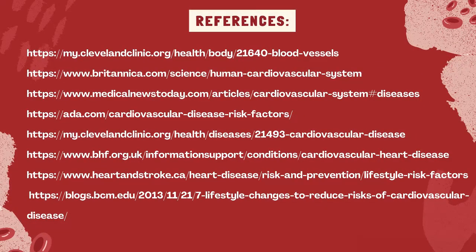Next, we have here the function of the cardiovascular system. The main function of the cardiovascular system is to transport oxygen and nutrients to cells and remove waste products like carbon dioxide. It also helps regulate body temperature, maintain fluid balance, and support the immune system. In essence, the cardiovascular system is vital for keeping our bodies functioning properly by ensuring all our cells receive the oxygen and nutrients they need to thrive while efficiently removing waste products.